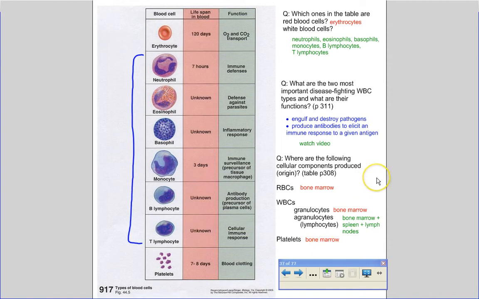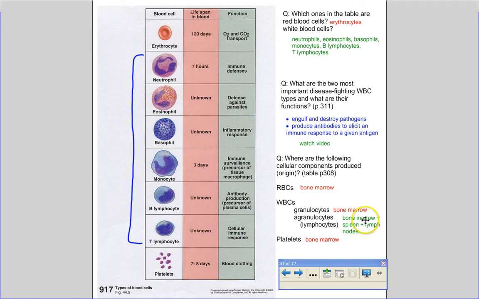Okay, the next question: where are the following cellular components produced? In other words, where is their origin? The red blood cells are produced in bone marrow, as are the platelets. So our bone marrow is really important for production of the cellular components of our blood.